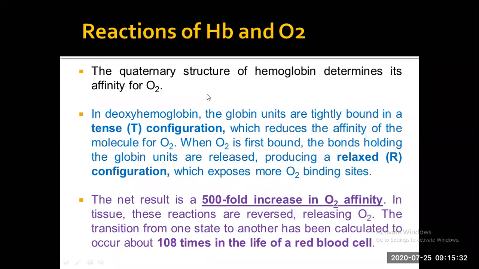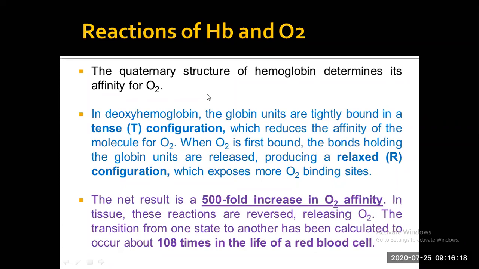If one oxygen binds to any one of the four heme parts, it produces another three-dimensional configuration, which is called the relaxed configuration, R. So the T configuration is transformed into the R configuration by binding just one molecule of oxygen, and it creates a pocket, and this pocket increases the affinity towards oxygen 500 fold. So one molecule of oxygen must bind first, then the oxygen affinity increases 500 fold, and the other three heme portions will also bind to oxygen.